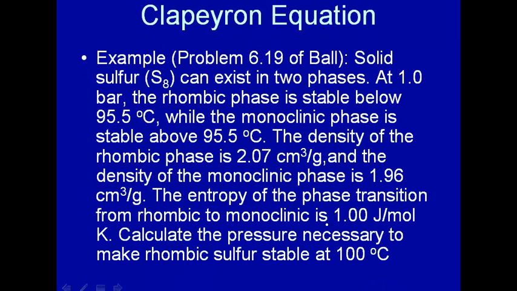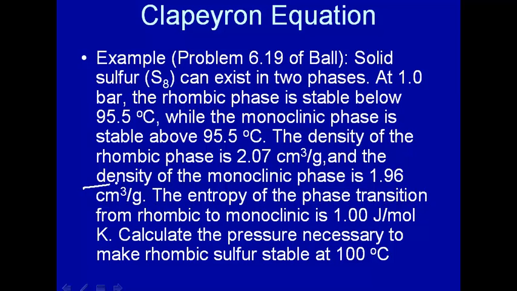All right, now let's do an example to sort of hammer this home. You may want to pause the recording here to read this, but basically what we have is sulfur, S8. That's the form of solid sulfur that, on these conditions, exists in two phases. We have a rhombic phase below 95, and a monoclinic phase above 95.5, and this is at one bar of pressure. We have the density of the rhombic phase and the density of the monoclinic phase. We have the entropy.